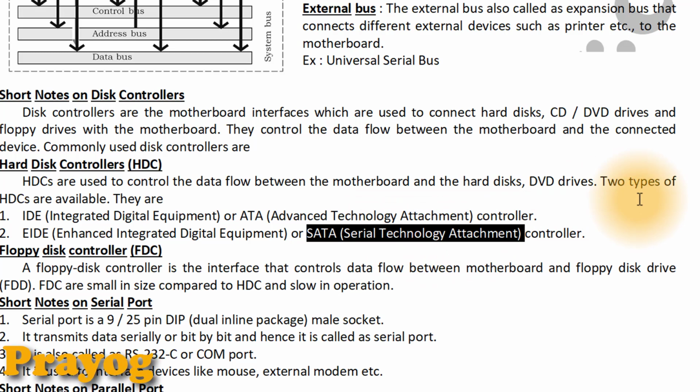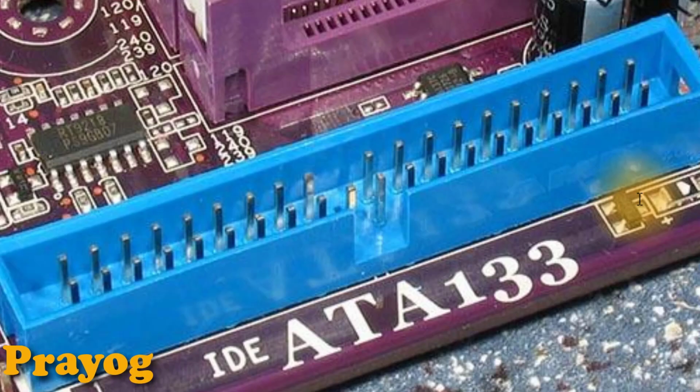We can understand them better through a few pictures. See, this photograph is showing an IDE disk controller, a blue color socket. You can see it's a male connector which has been marked as IDE or ATA133.